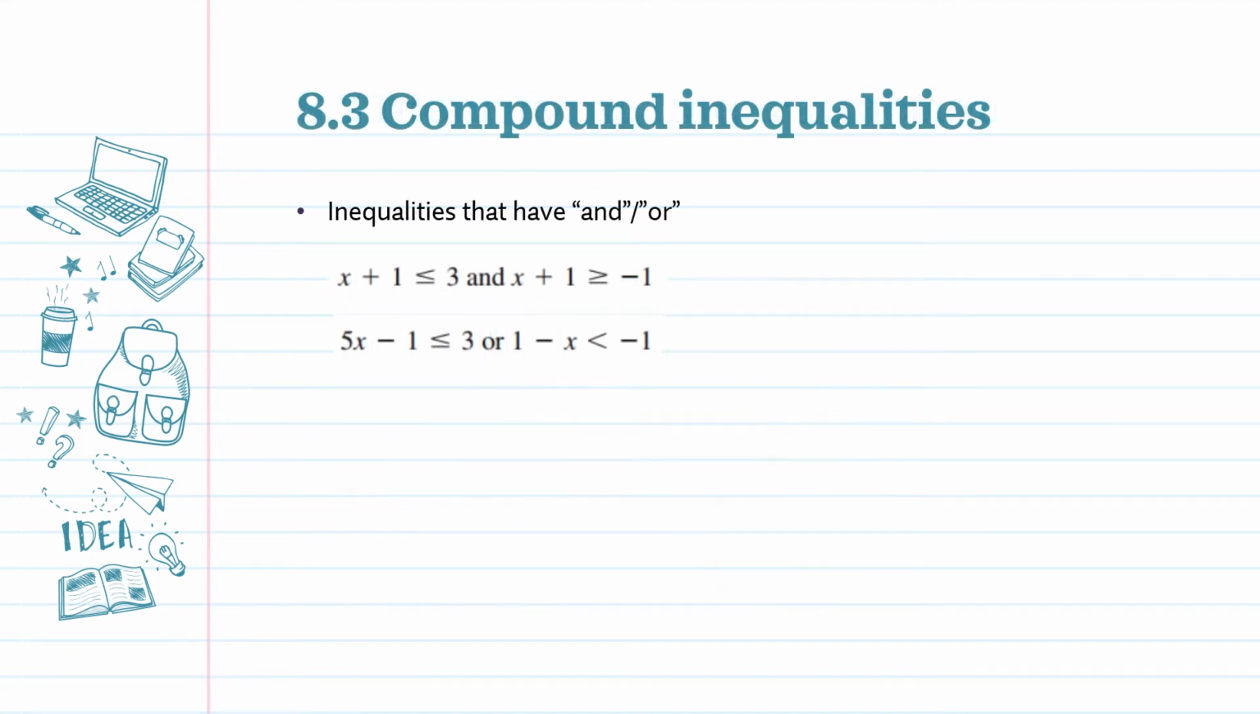Now 8.3 is compound inequalities. That's where we have inequalities with and or. So if we look at the two examples here, when you have an and, that means it includes both. So you have to include solutions for both on it when you graph it on a number line. If it's or, well, then you don't include both sets of solutions, meaning that it can be either or. They're exclusive from one another.